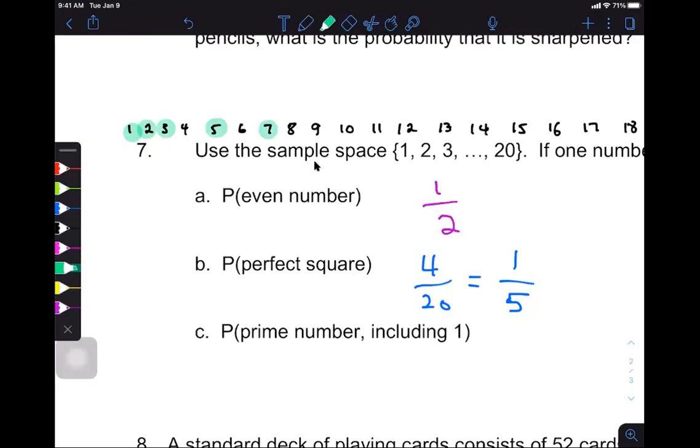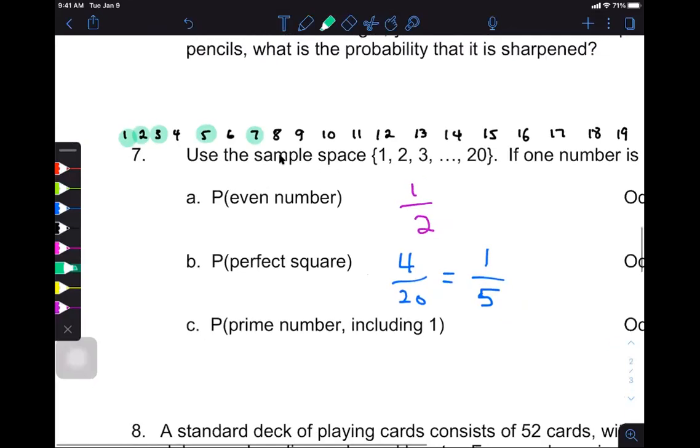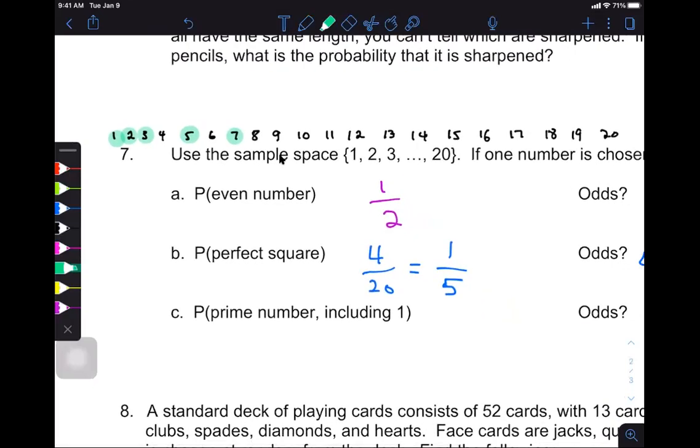Who could finish the list for me? Maya, you think you can finish the prime number list? So we have 1, 2, 3, 5, 7. What's our next prime number? Morgan, can you tell us what the next prime number would be? 9? Yeah, after that, 11, after that, hold on, 13. 9 isn't prime.